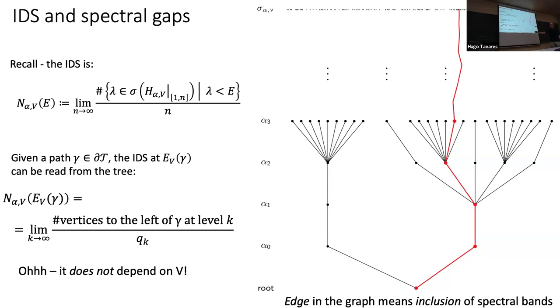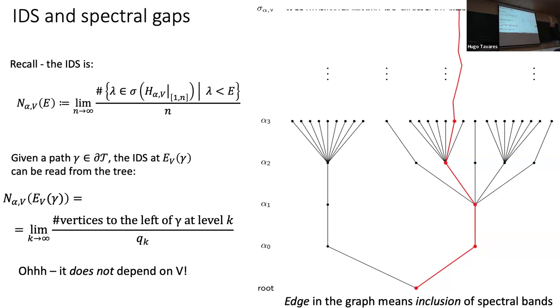So how many vertices to the left of gamma at a certain level k, divided by qk. So qk is this denominator which gives you the number of vertices on this level. And what is interesting is that this right-hand side doesn't depend on V, on the potential, because in the graph there is no dependence on the potential, which is a nice and helpful property.